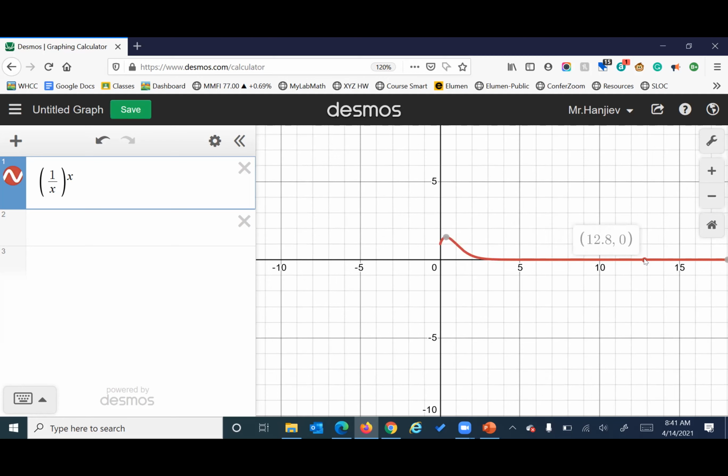We good? So it became so small. We know it never touches the x-axis, right? But we know that it's so small that it's essentially 0. Good. Okay, so let's do one more.